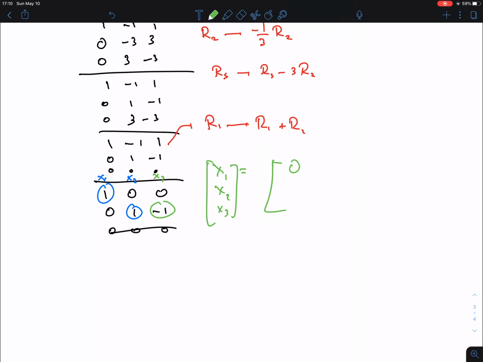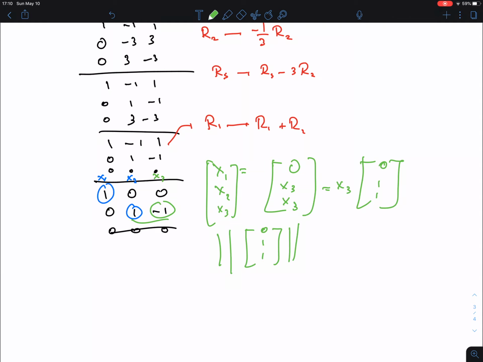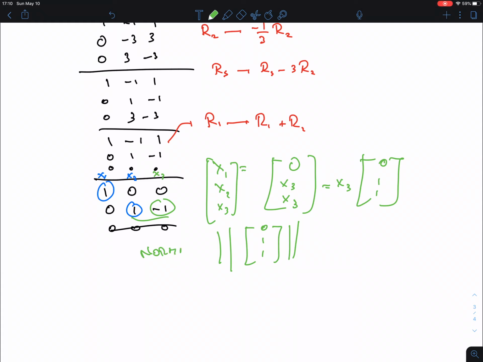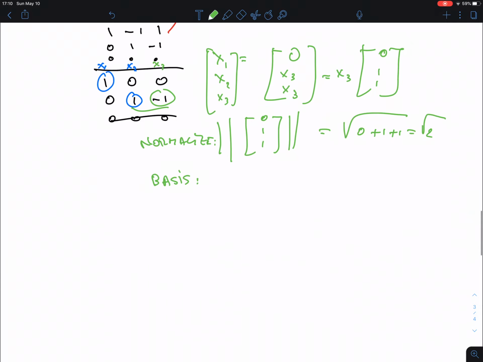x1 is 0. This equation tells me x2 is equal to x3, and x3 is always equal to itself. So x3 times (0, 1, 1). The norm of this vector (0, 1, 1): we have to normalize, right? It is the square root of 0 plus 1 plus 1, so square root of 2. And so the basis is (0, 1 over radical 2, 1 over radical 2).